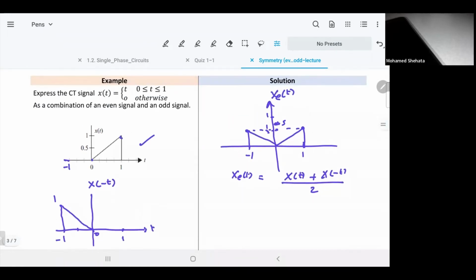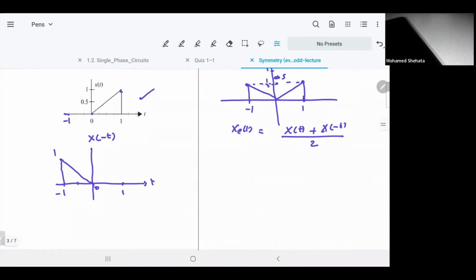Let's get the odd one. How do we get the odd one? Well, you subtract. So now let's subtract. Let's take it from the right to the left. At t equal to 1, x of t is equal to 1, and the other is 0. 1 minus 0 is equal to 1. Divide by 2, equal to half. So if you have half and 1, it will be half. And it will be the same for the same point on the other side, everything half.